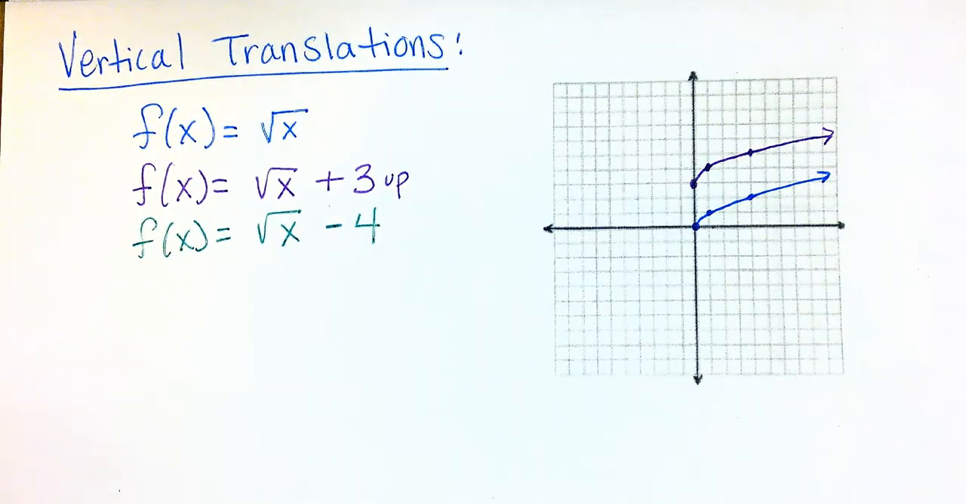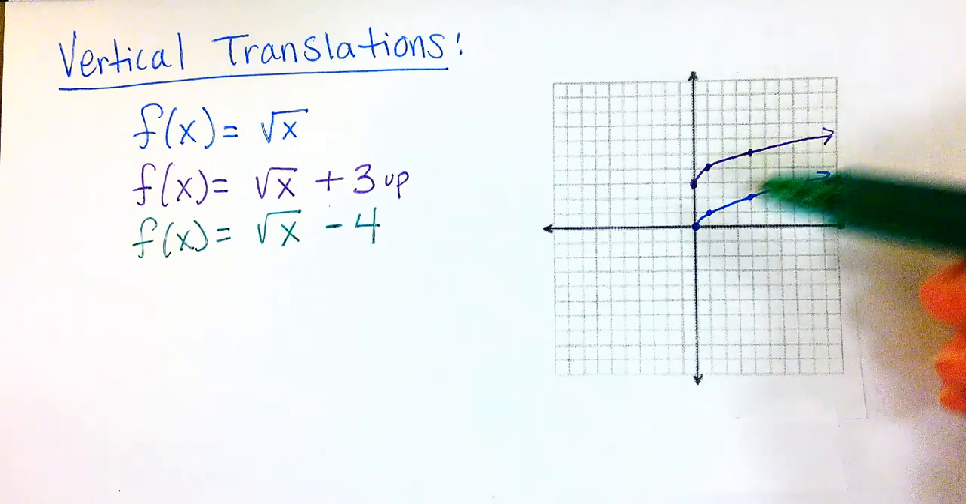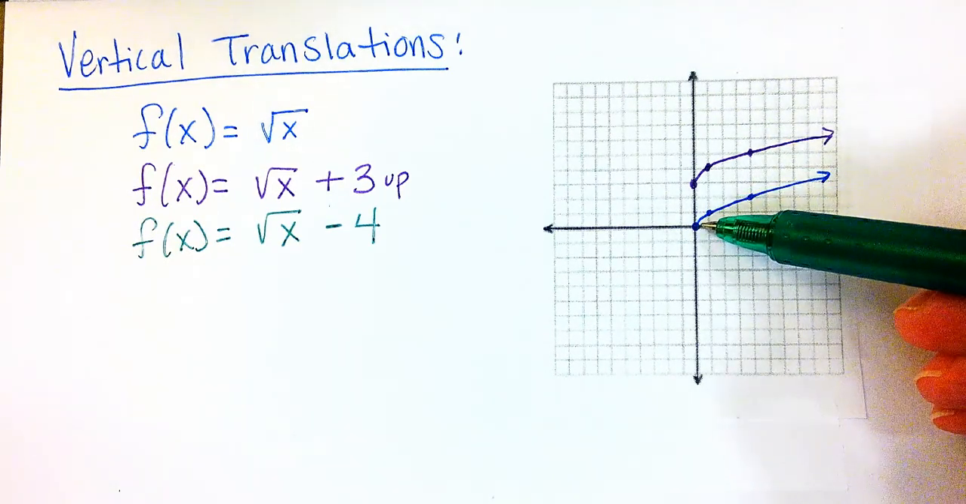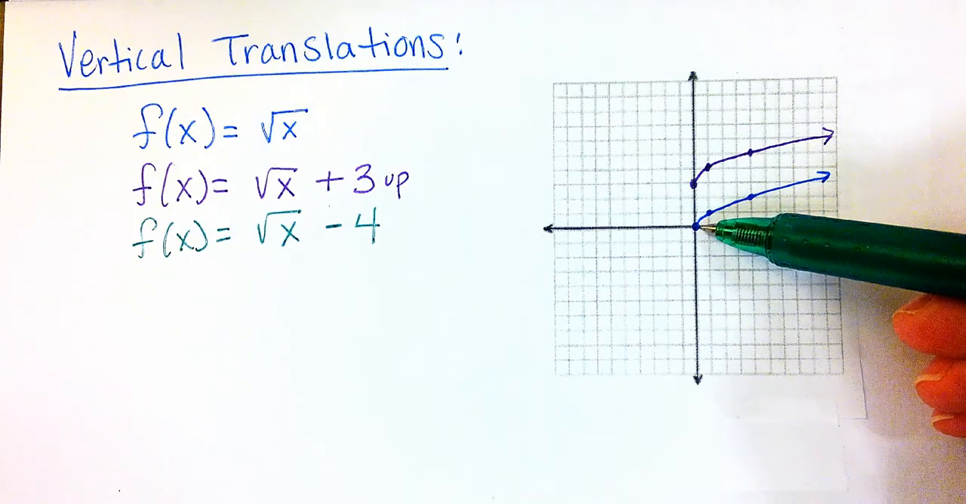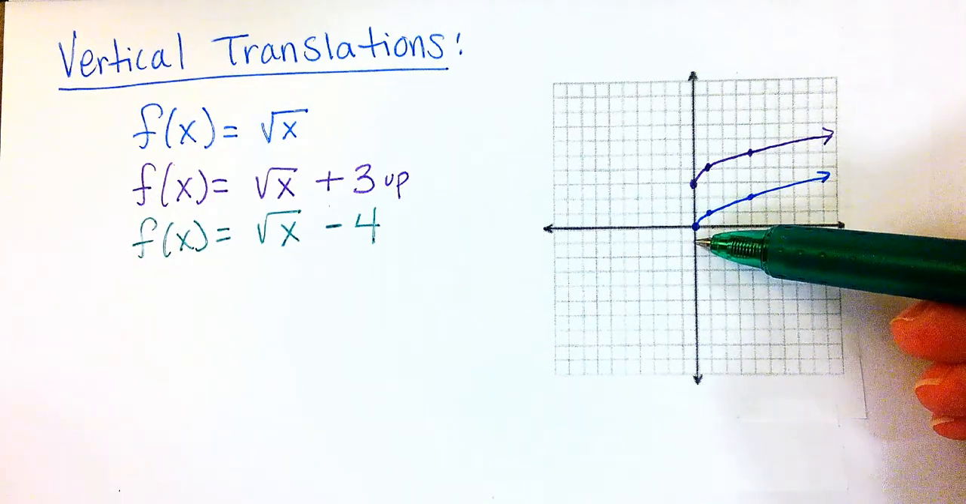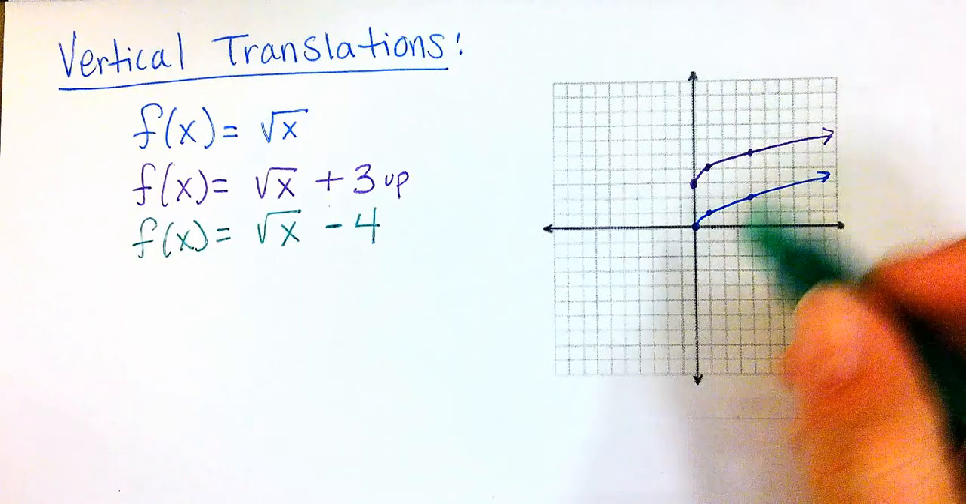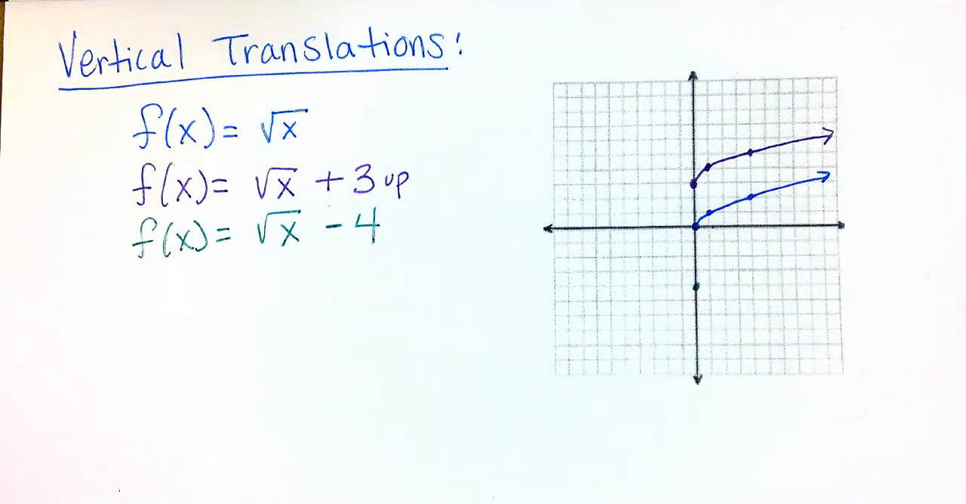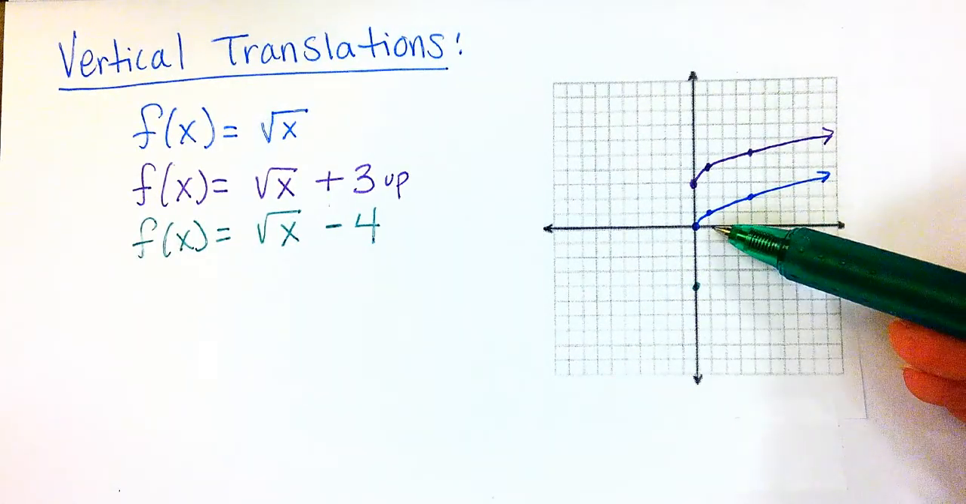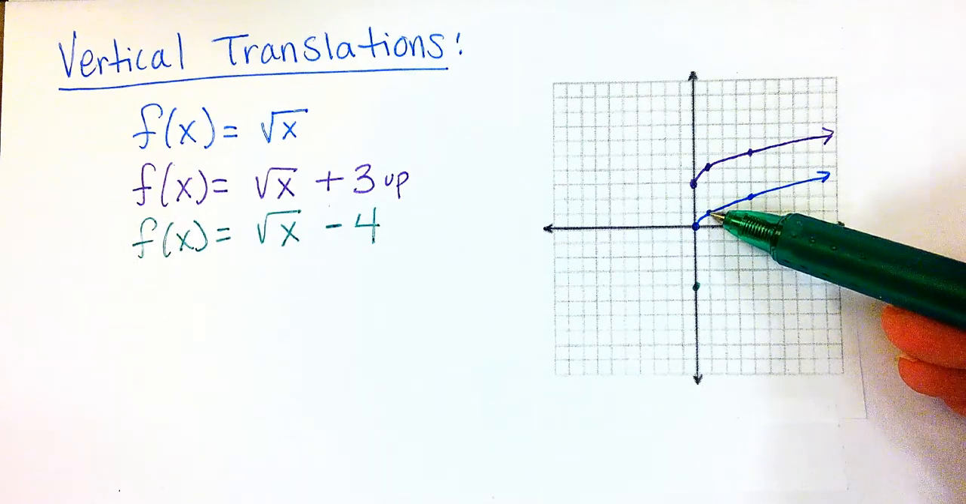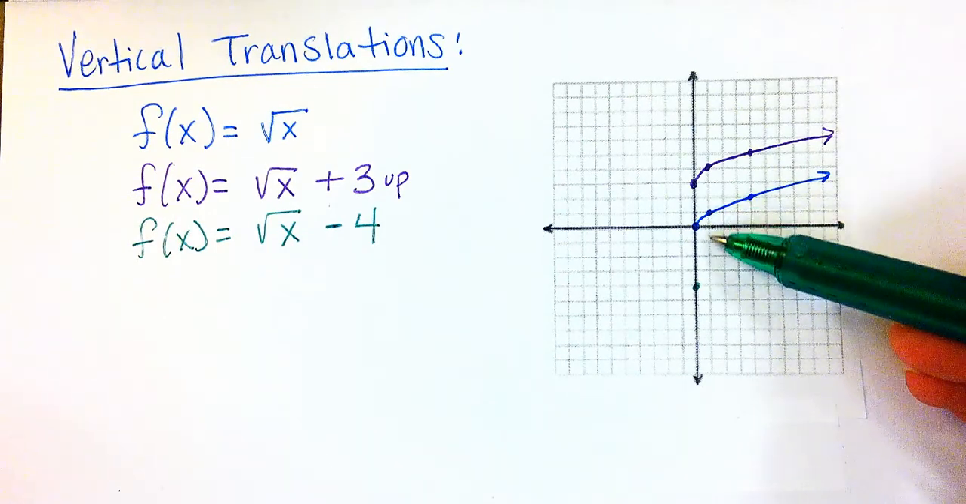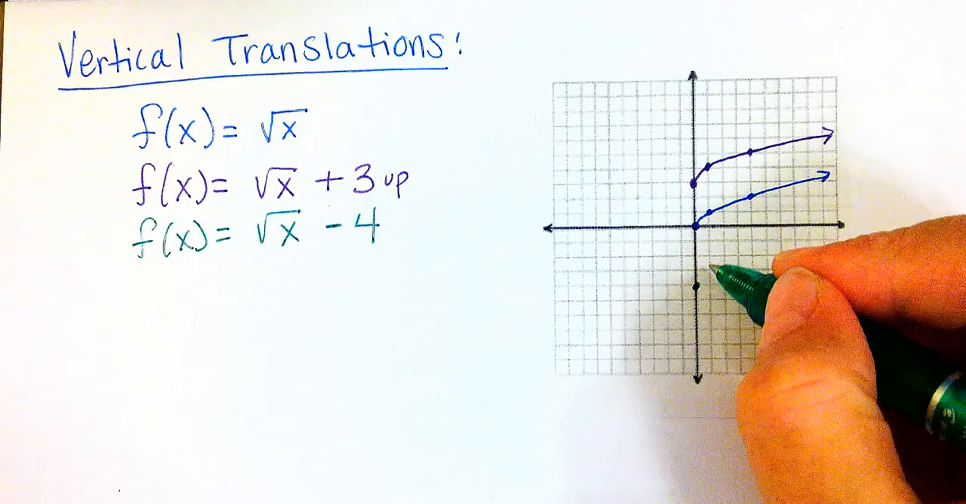Let's look and see what happens when we have a minus 4. We take the square root function, and now we're going to subtract 4. So the square root of 0 is 0, minus 4 makes this now move down 4. 1, 2, 3, 4. The square root of 1 is 1, minus 4 moves this point down 4. 1, 2, 3, 4. So now we're at negative 3 there.